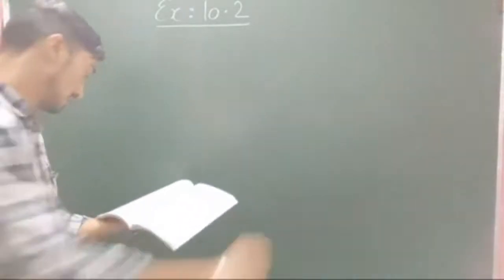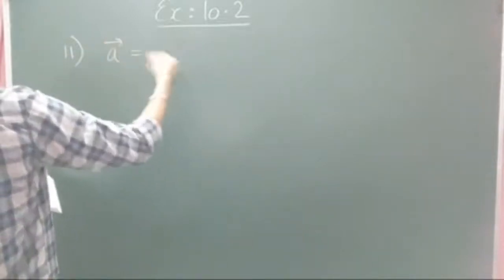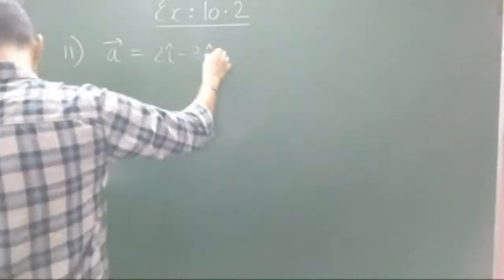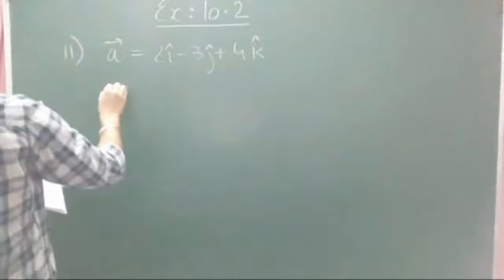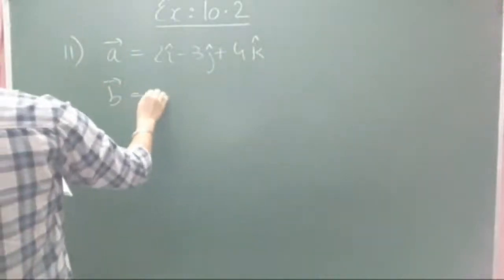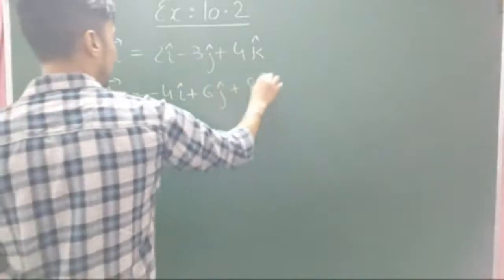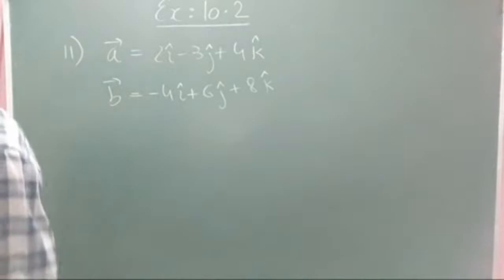Question number 11, that is, show that the vectors... since the vectors are not named, let's give them a name. Vector a is 2i minus 3j plus 4k, and the vector b would be minus 4i plus 6j plus 8k. So the question was, show that the vectors are collinear.